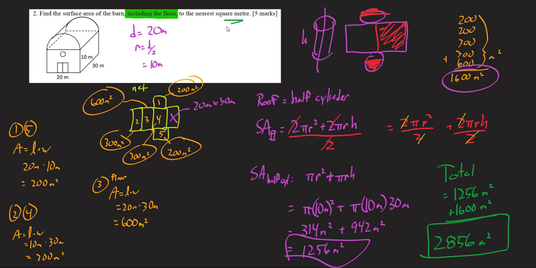To the nearest square meter, I don't even have to round because I used the 3.14 instead of the pi button, but if you use the pi button, you should round to about the same. So the total surface area here is 2,856.